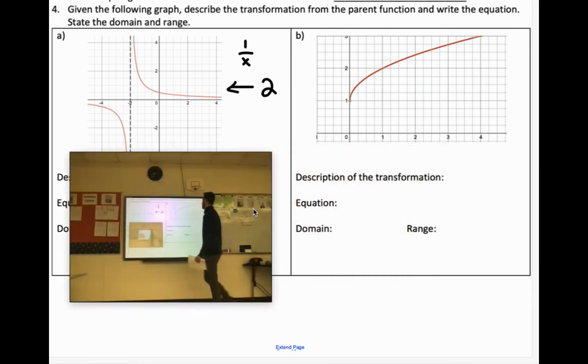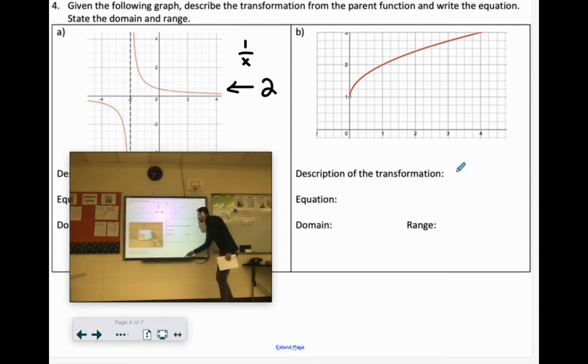Here we go. All right, now this is a square root function, but it's shifted up one unit. So up, and up one. So the square root equation shifted up one, the vertical transformation goes outside the root. So we could say f of x equals square root of x, and then the plus 1 is not in the square root with it.